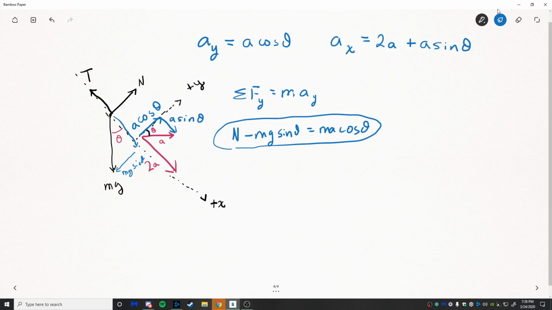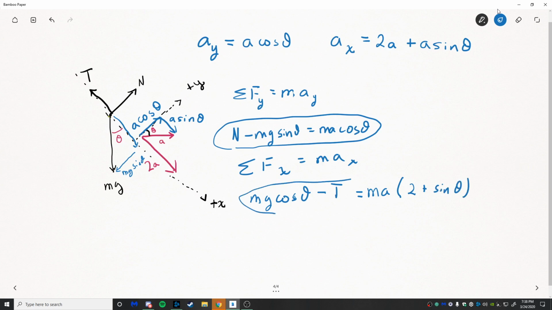And the other equation is going to be net force in the x direction is equal to max. In the x direction, the forces we have are basically this component of the weight, which is going to be mg times the cosine of theta, and then minus the tension force. And that's going to be equal to m times ax, which is this. So it's going to be equal to, I'm going to say ma multiplied by 2 plus the sine of theta.